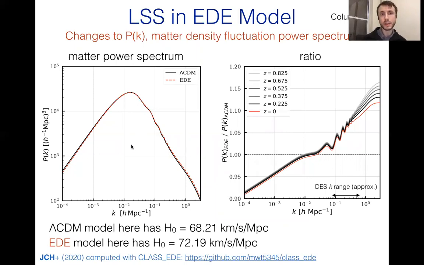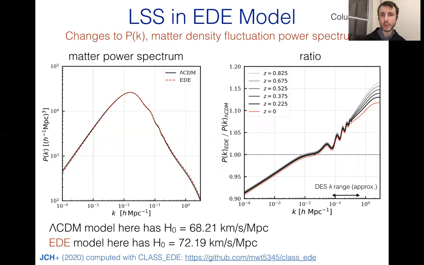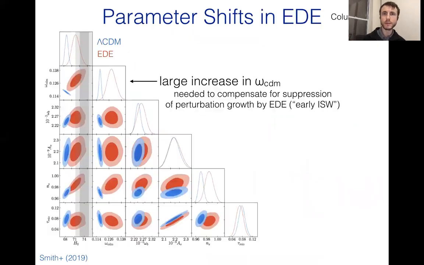So here I'm showing a calculation of P of k in lambda CDM in black compared to the EDE model in dashed red, where these are the same models that I just showed you in the previous slides. They both fit the CMB quite well. And you can see that if you look at the ratio of these models, there are pretty significant differences on the order of tens of percent over wave number ranges that we do have data in, which suggests that there's going to be constraining power on the model from large-scale structure data.